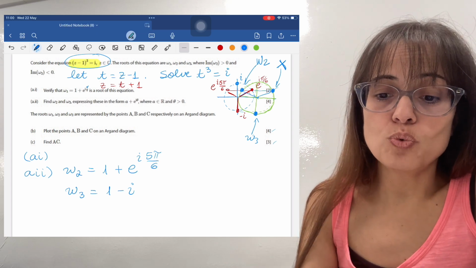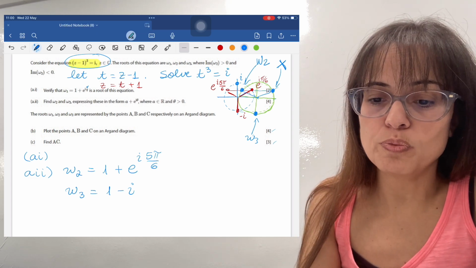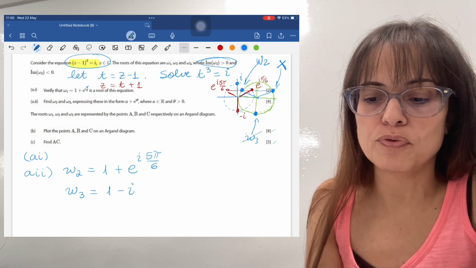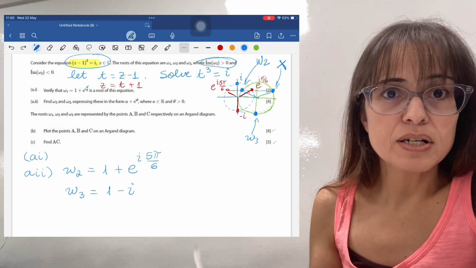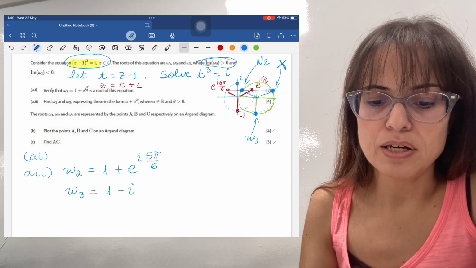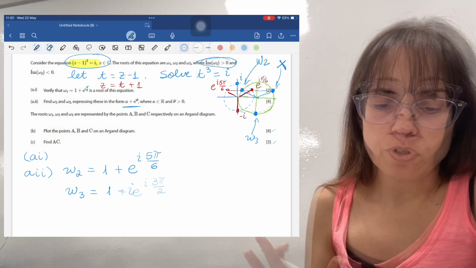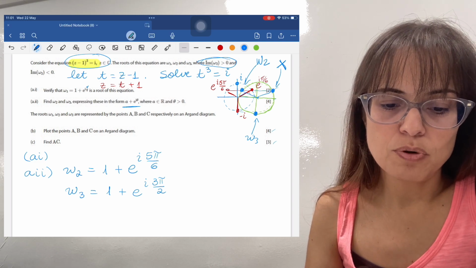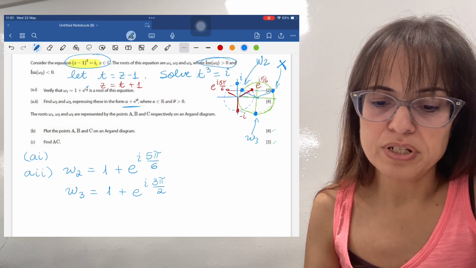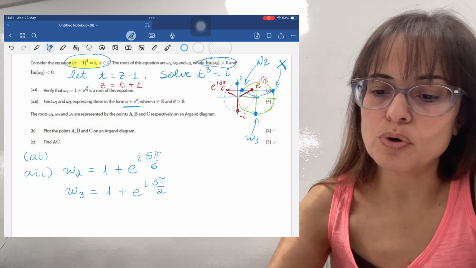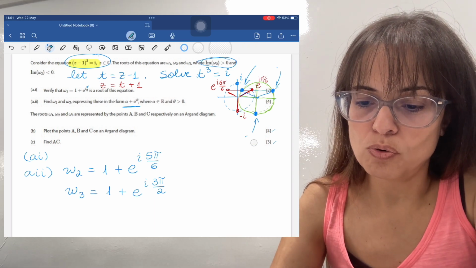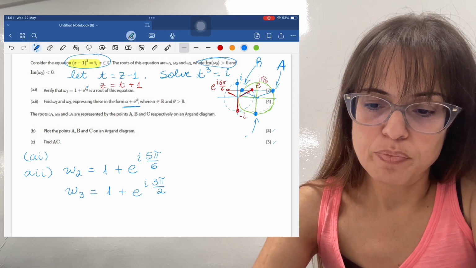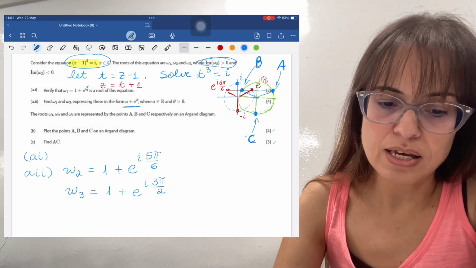And I know which one is which because the question told me that the imaginary part of w2 was bigger than 0, so it's not possible for the bottom one to be w2. Oh, but he doesn't want me to write it as 1 minus i, does he? He wants me to write it in this form. Okay, 3 pi over 2, there you go. Now the roots w1, w2, and w3 are represented by the points A, B, and C respectively. Oh, okay. So let's call the points in the diagram A, B, and C.